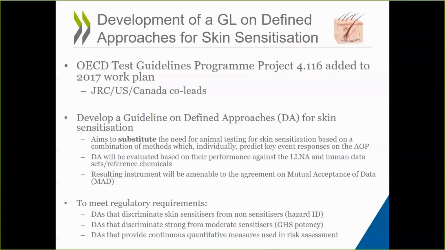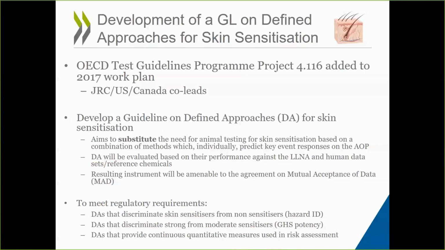But just to give you an idea of what the aims of this particular project are, the intention here is to develop a guideline for defined approaches that would substitute the need for animal testing for skin sensitization based on, as I mentioned, a combination of methods which individually predict key event responses on the AOP, and used together in combination can overcome some of the specific limitations of those methods. The defined approaches will be evaluated based on their performance against one of the existing in vivo methods, that's the local lymph node assay test, and also against human data. And I'll talk about the human data that are available for this endpoint in just a moment.